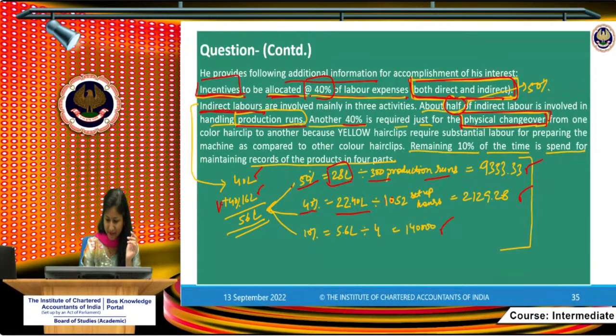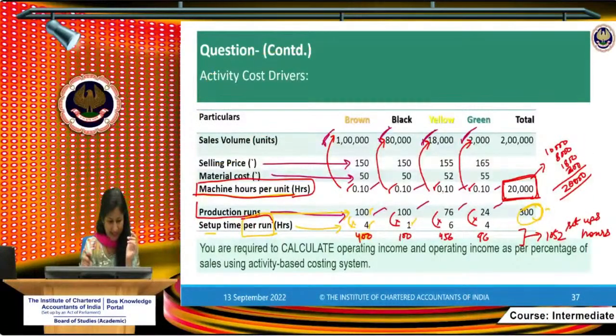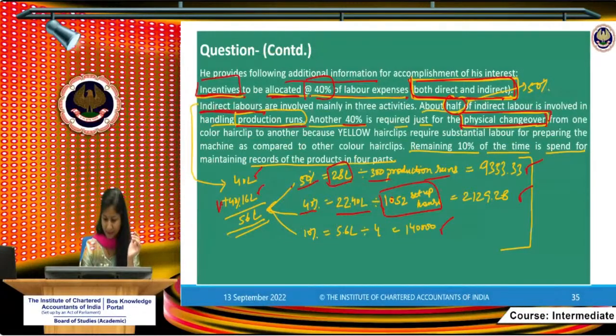This figure we had calculated from the setup hours. We have the production run, then we have the setup time in hours. We would be multiplying these together to get the actual changeover time per product. Total we had 1052. This we have used for the division here. The remaining 10% was 5.6 lakh, which was spent for maintaining records of the products in 4 parts. So we have 4 products, meaning we are maintaining the records in 4 parts. So it would be divided by 4, which comes to 1,40,000.